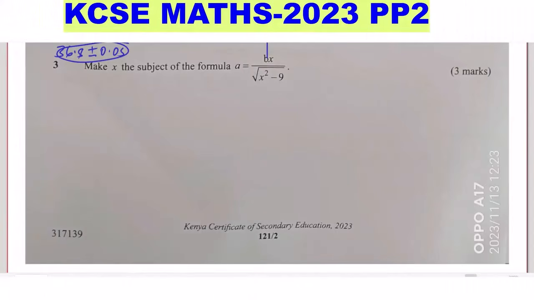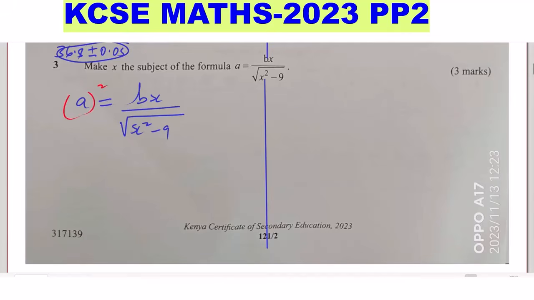Question 3. Make x the subject of the formula a is equals to bx divided by the square root of x squared minus 9. Now the first thing you're going to do, you write it again here. A is equals to bx divided by the square root of x squared minus 9. So the first thing you're going to do is to get rid of the square root sign. To get rid of that, we square both sides like that. This is to eliminate the square root sign here in the denominator.